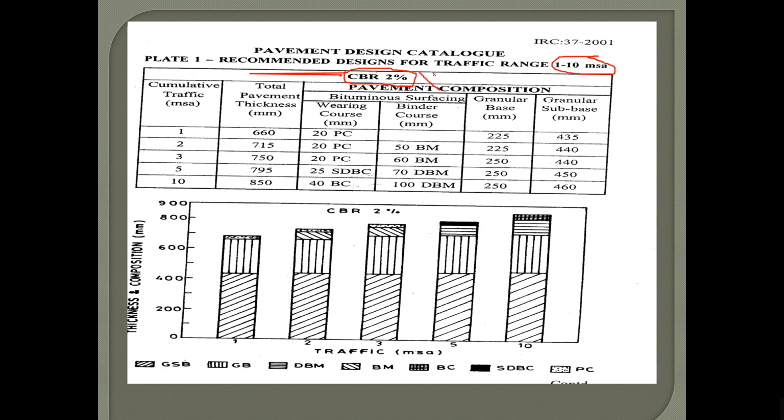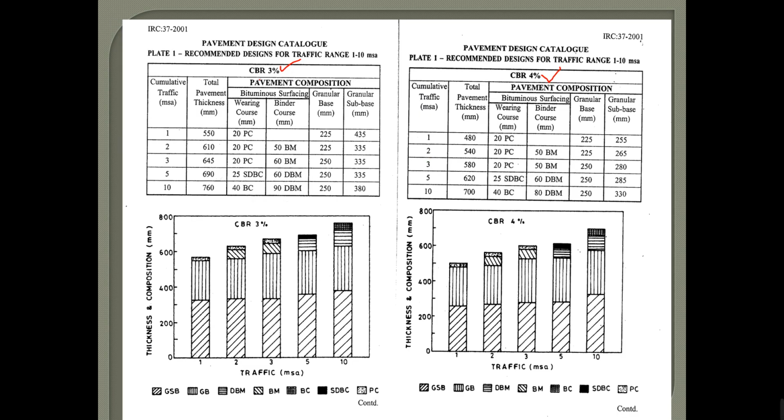Next, go to the next slide. Here it is 3%. We are not going to refer to this slide. We are going to refer to this particular slide. Why? Because the traffic is in between the range of 1 to 10 MSA, as well as the CBR given happens to be 4%. With reference to this particular catalog, we'll be able to design the thickness requirement.